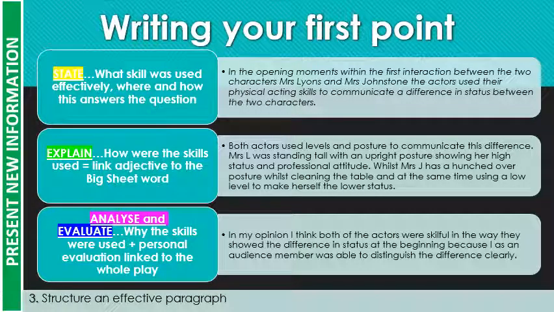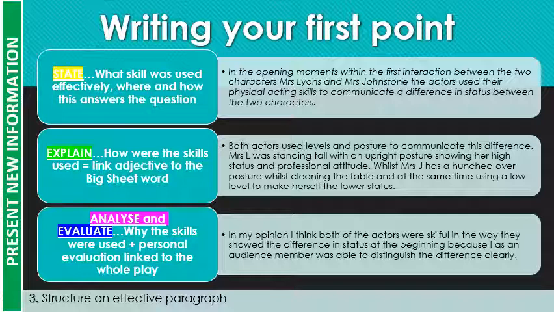So, writing your first point using the structure we just looked at. Now I have written a very small example which has come directly from the live theatre notes that we wrote together. So the first part: state what the skill was that was used effectively, where and how this answered the question. So in the opening moments, in the first interaction between the two characters, Miss Loynes and Miss Johnson, the actors used their physical acting skills to communicate a difference in status between the two characters. Now status is still an acting skill.